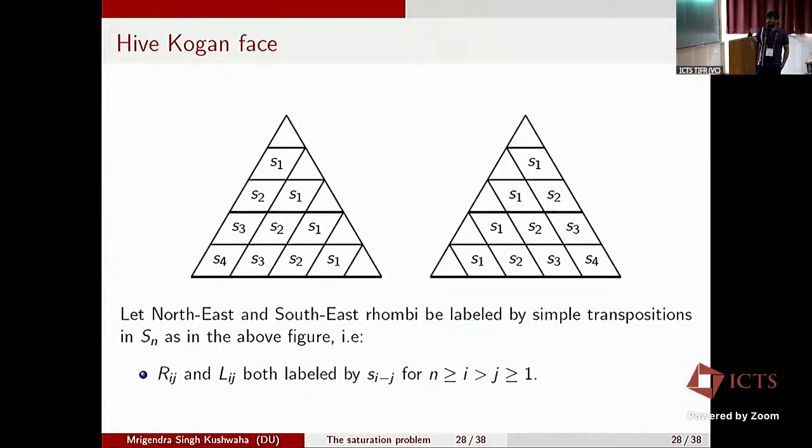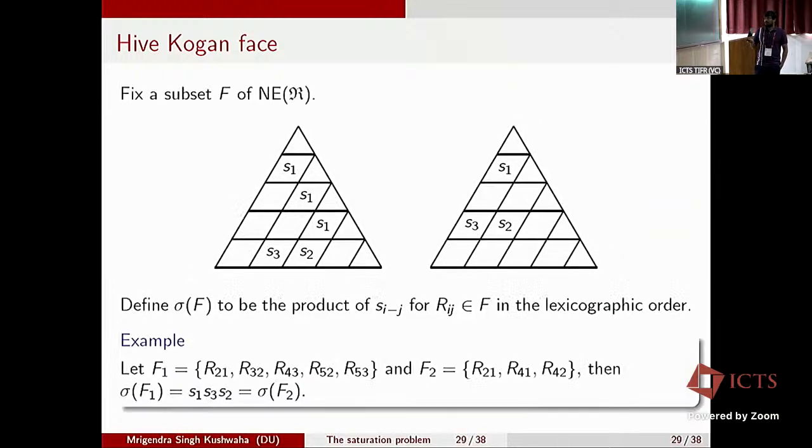And also, let us label the rhombus: R_ij and L_ij are both labeled by S_{i-j}. Just label by S_{i-j}, and then it will appear like that. So for any given F a subset of northeast rhombi, we define σ(F) to be the product of S_{i-j} over R_ij in F, in lexicographic order.